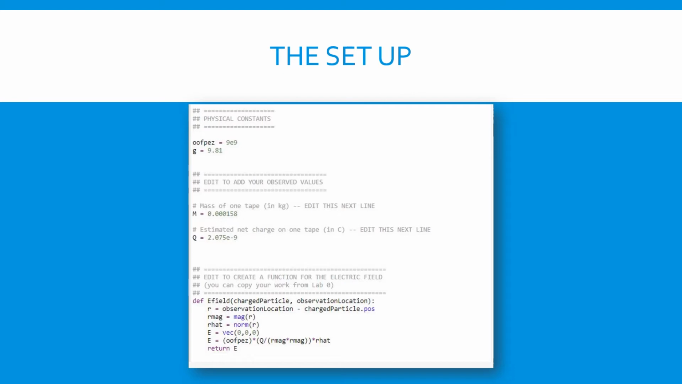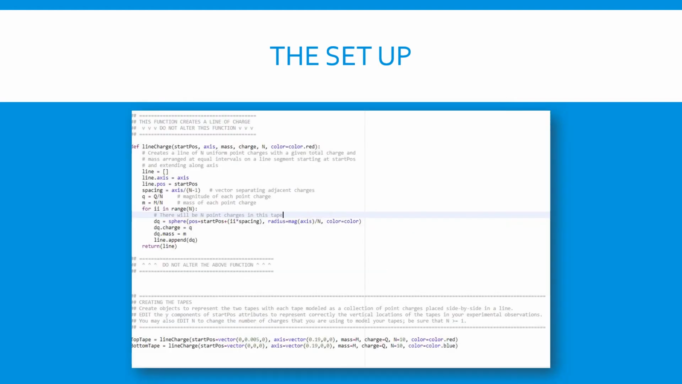Okay, so the first part of the program is just setting up the constants we're going to be using for the problem. Phys is Coulomb's constant, G is the gravitational constant, M is the mass we calculated from the first part of the experiment, but in kilograms, and Q is the charge we calculated in the first part of the experiment. Below it is the electric field function that we created in lab 0. It calculates the electric force on a charged particle between two charged particles.